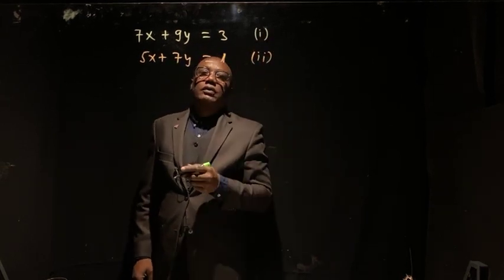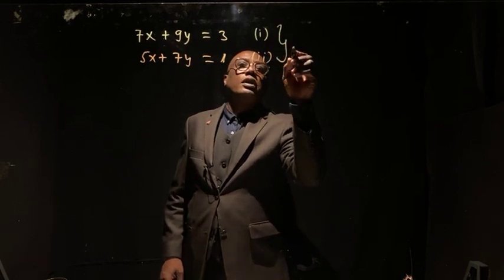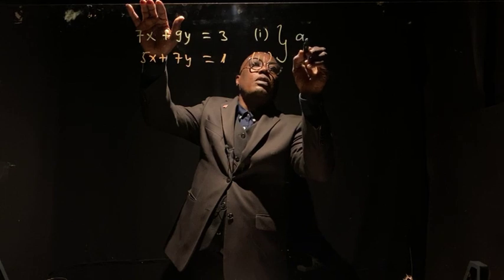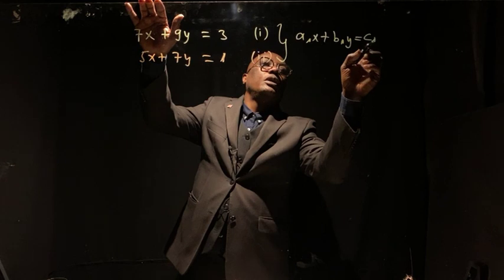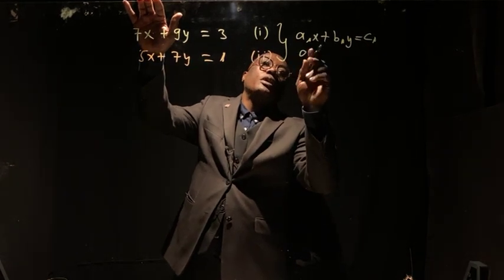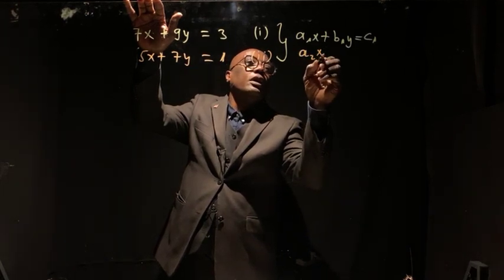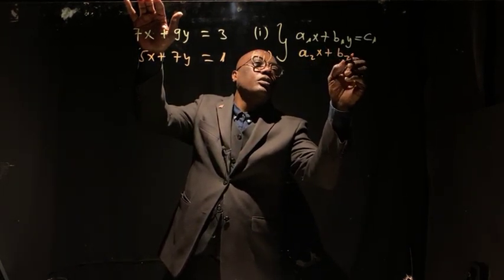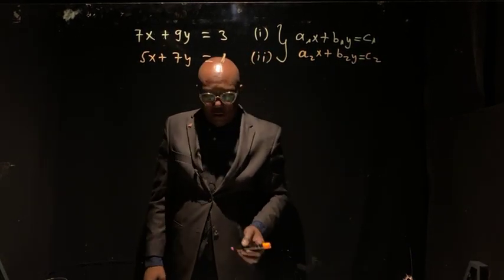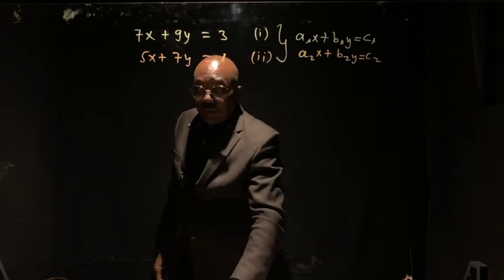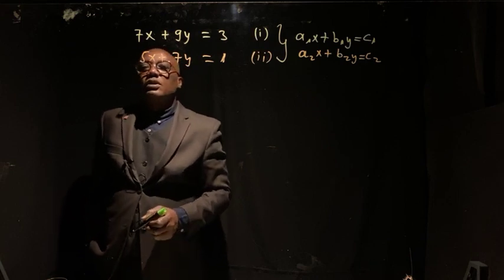But relatively, you can see that the two equations, 1 and 2, are no different from a1 x plus b1 y equals c1, and this one is a2 x plus b2 y equals c2. This is it. In the first place, we are considering the substitution approach.